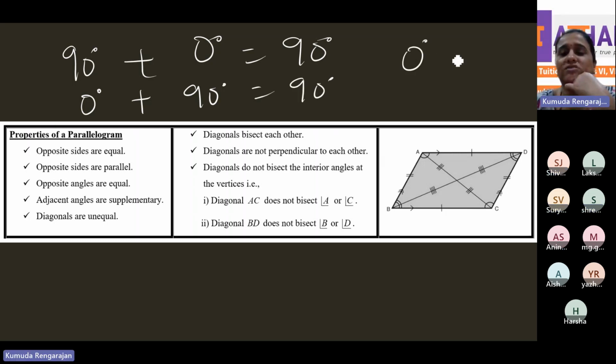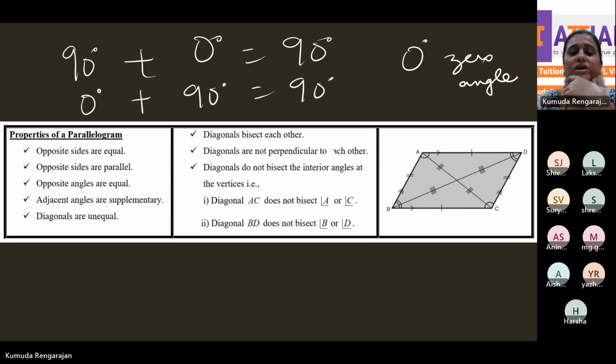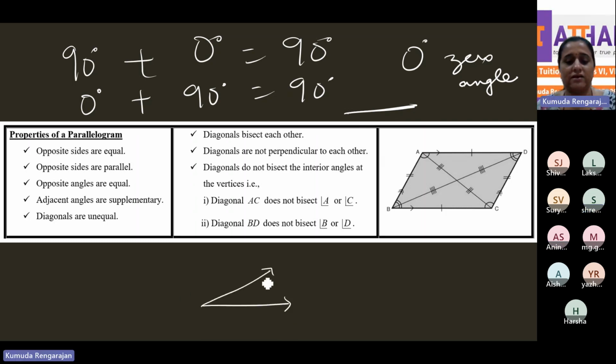And what is a 0 degree angle called? It is a zero angle, where the two arms coincide. An angle has two arms. Now, AB and AC are the arms of this angle BAC.